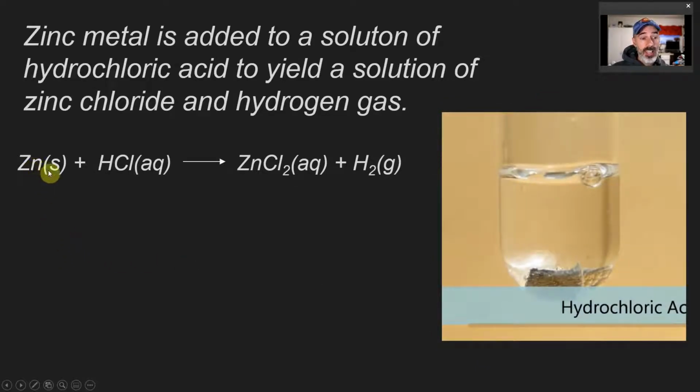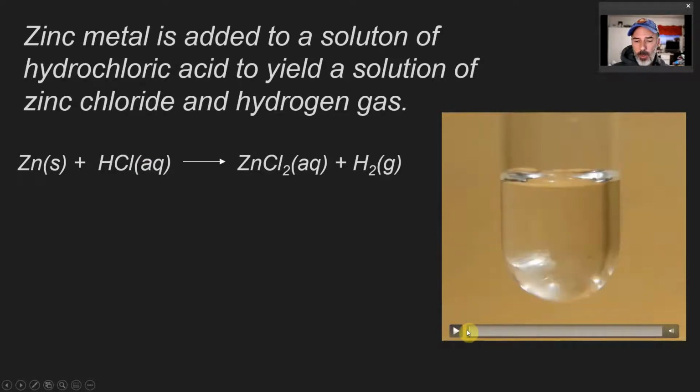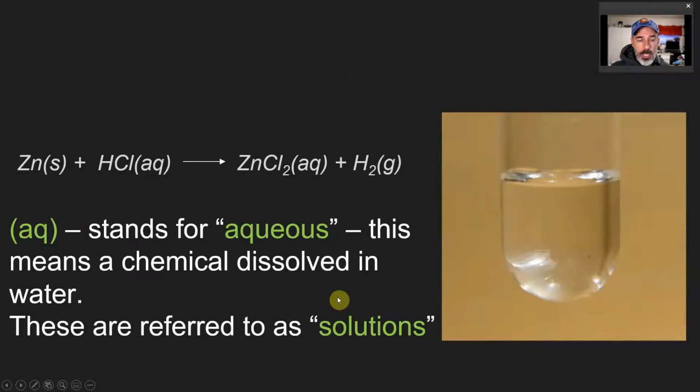Zinc metal, hence the S, which stands for solid, is mixed with hydrochloric acid, and there's the first time we've seen aqueous, right? So what does aqueous mean? If I go back to here, I told you I think what's in here is hydrochloric acid. Now it just looks like water, right? But it's not just water. It's hydrochloric acid. It's something that's dissolved in water. So AQ stands for aqueous. It means that chemical is dissolved in water. Sometimes people will say a solution of hydrochloric acid is used.